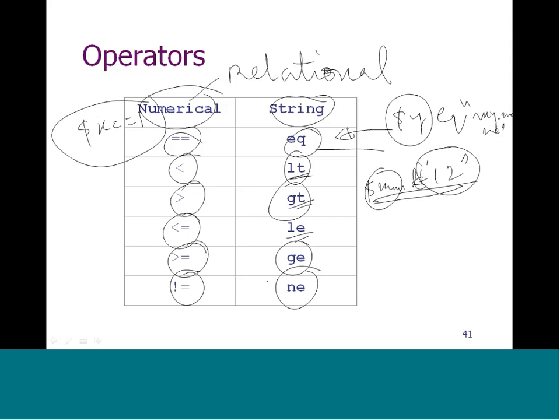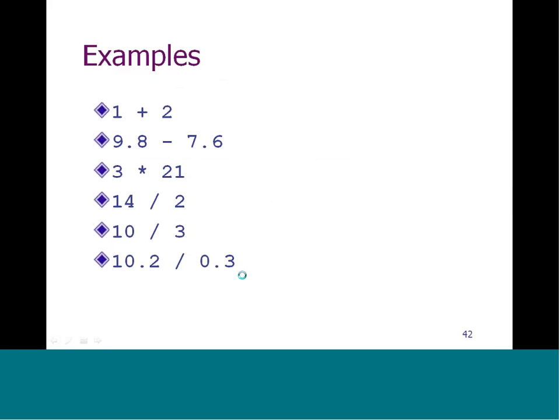We will use some of these in various programs in the coming lectures. We'll also have some assignments which will use these concepts. Here are some examples. 1 plus 2 is 3. 9.8 minus 7.6 is 2.2. You don't have to explicitly specify any floating point, as in Perl everything is floating point.